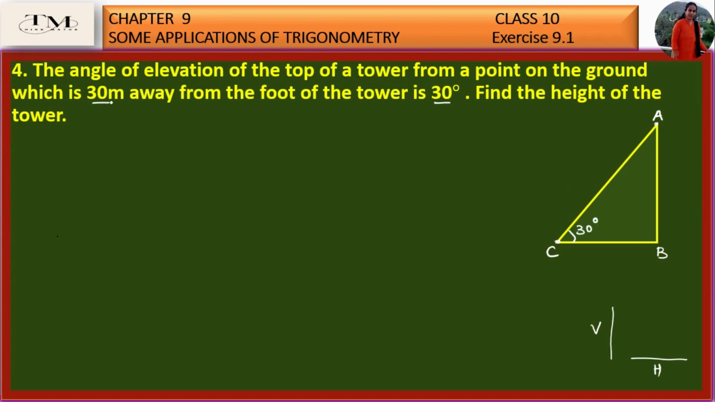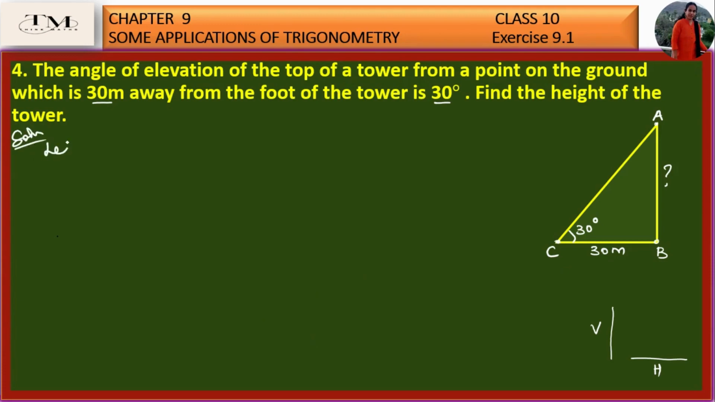Now another value is there. From a point on the ground, which is 30 meter away from the foot of the tower. So from the foot to the point on the ground, the distance is 30 meter. So now what we have to find? Find the height of the tower. Height of the tower is AB. We have to find out AB. So simple. So let me start the solution.